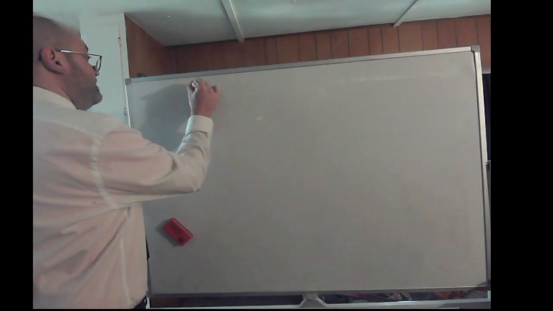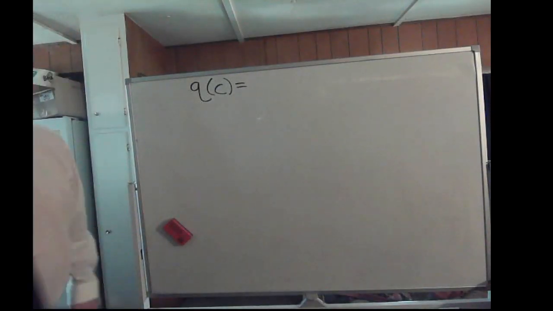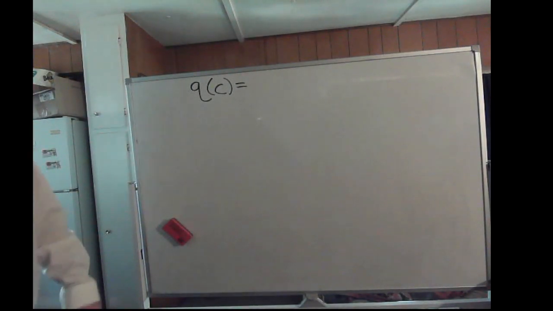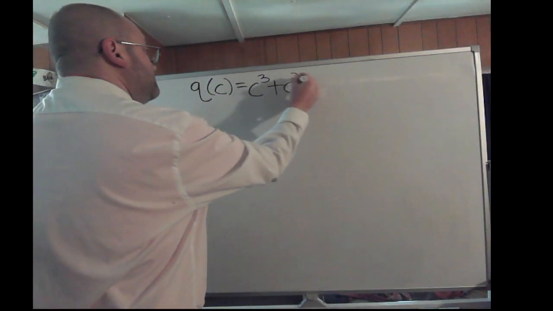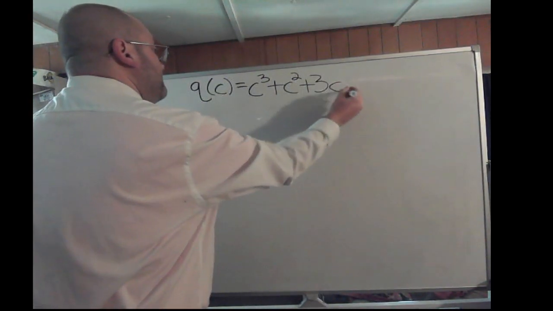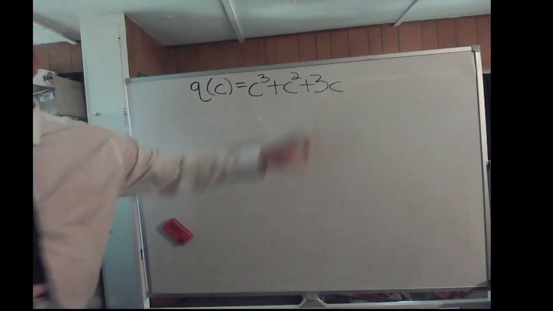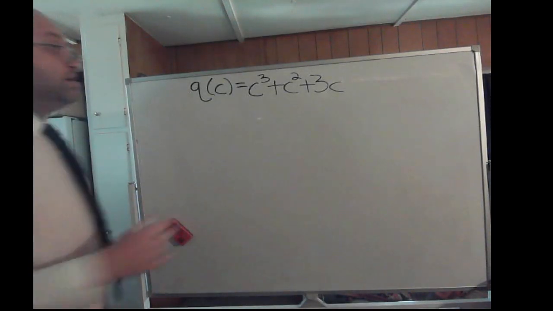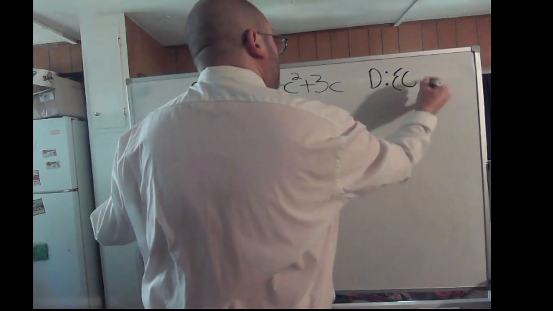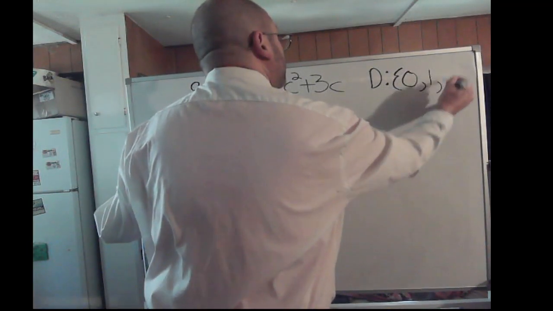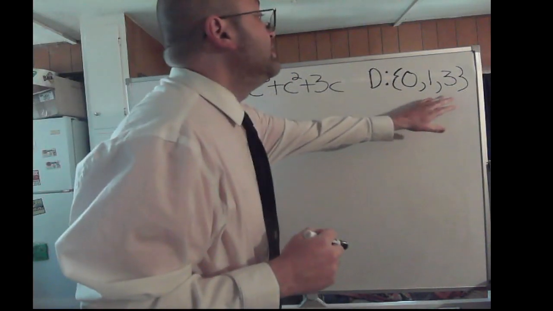This time we have Q of C is equal to C to the third plus C to the second plus 3C. The domain of this function is going to be 0, 1, and 3.